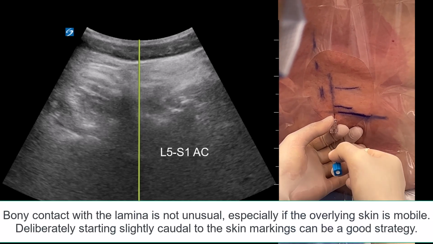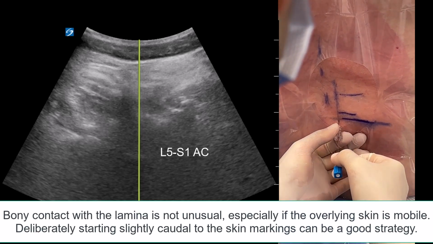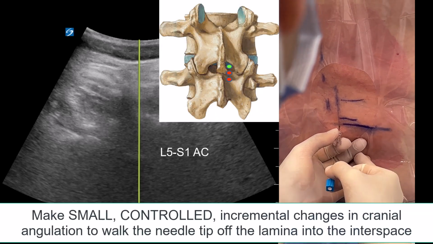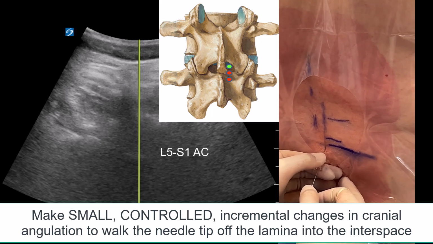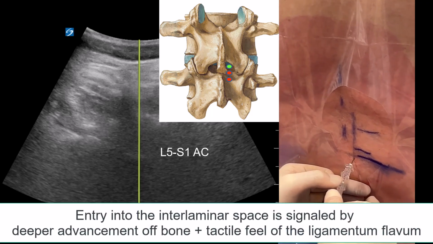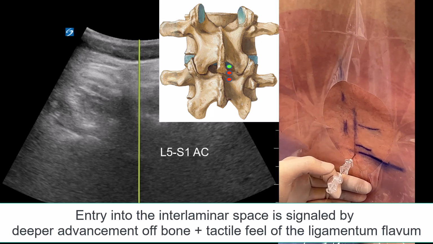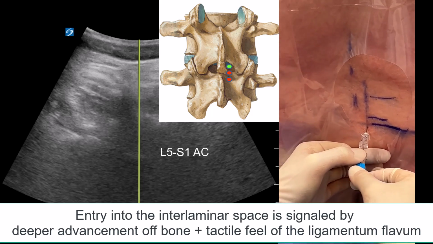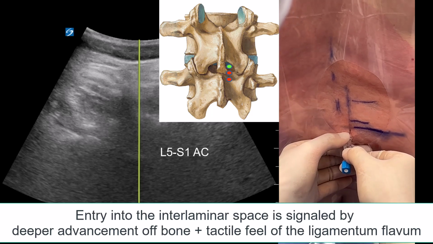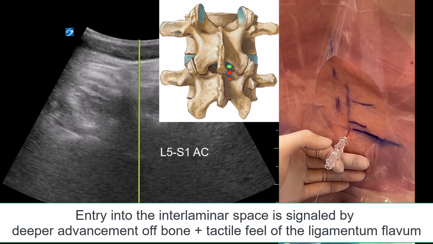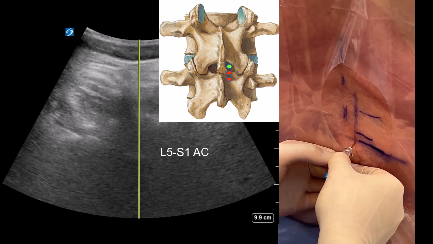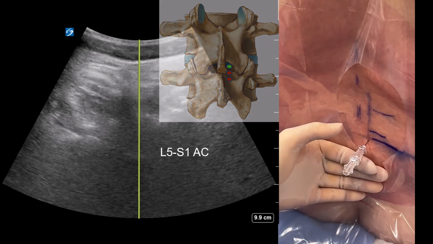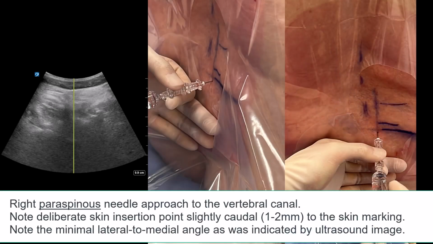So it's not unusual to contact bone, which will be the lamina. I often enter deliberately just a little bit caudal to my marks to deliberately contact the lamina of the inferior vertebra. As expertly demonstrated here by my fellow, small, controlled, and incremental cranial redirections will walk the needle tip into the interlaminar space. This is signaled by the tactile feel of ligamentum flavum. Progressive advancement will inevitably result in dural puncture. Note the subtle angles of the final needle trajectory.